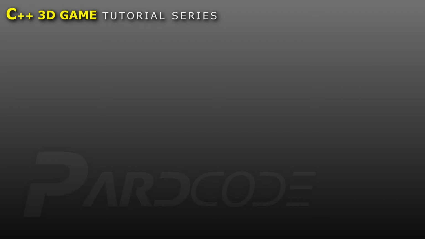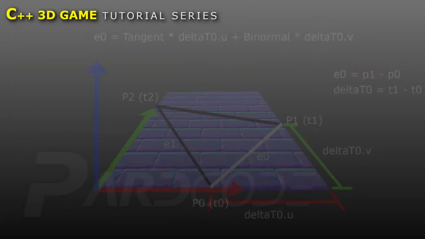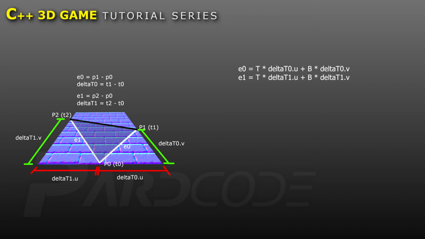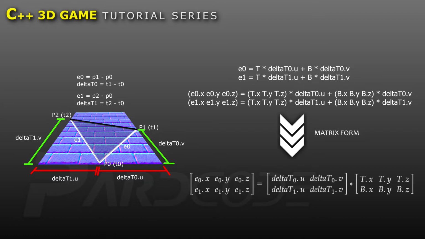Very well. The problem now is that this information is not enough to retrieve the tangent and binormal, so we have to take another edge and apply the same procedure. So let's take the edge 1. Perfect. We have all the information to retrieve tangent and binormal. So let's resolve these 2 equations. As first thing, let's expand the various vectors. At this point, these 2 equations can be resolved by writing them in matrix form.